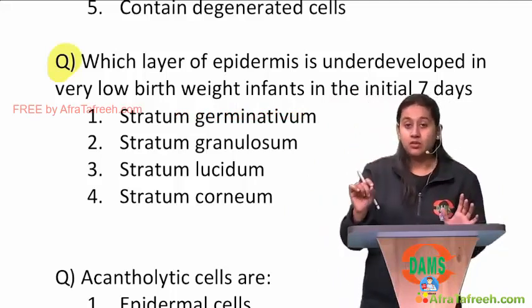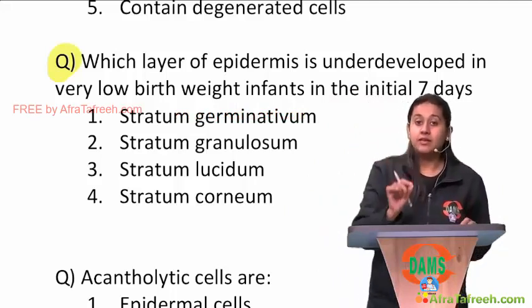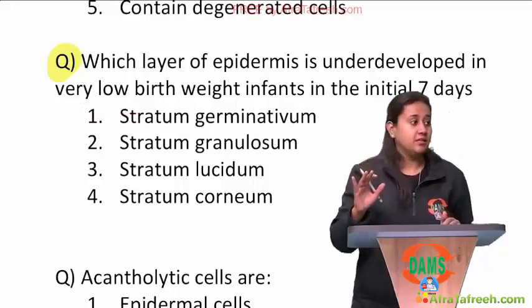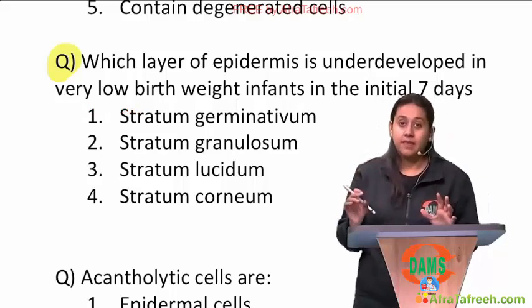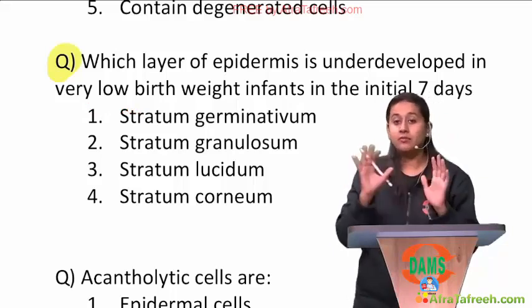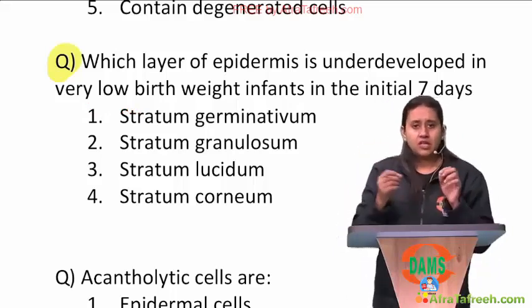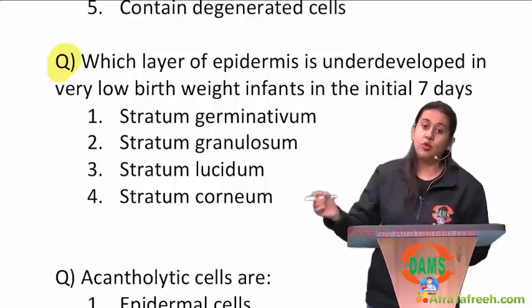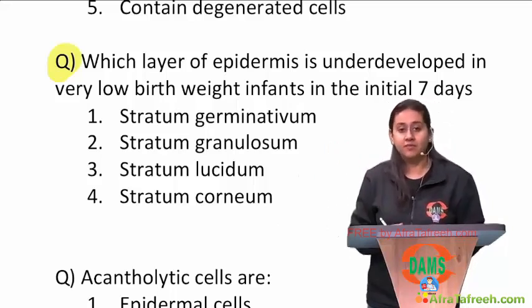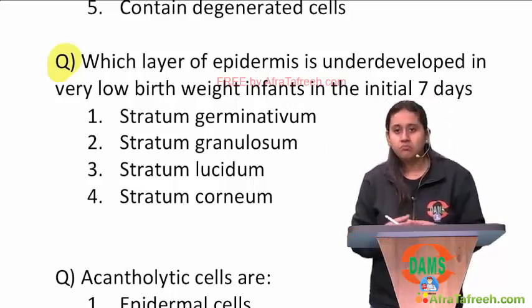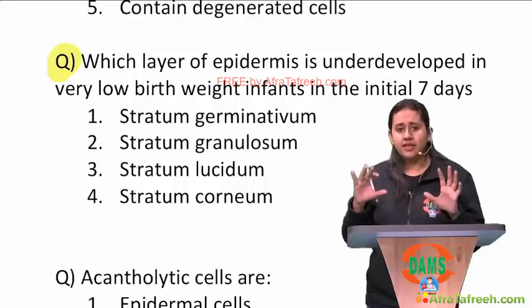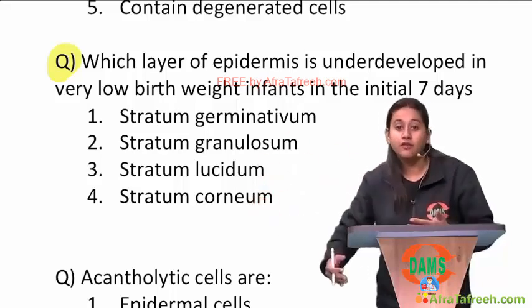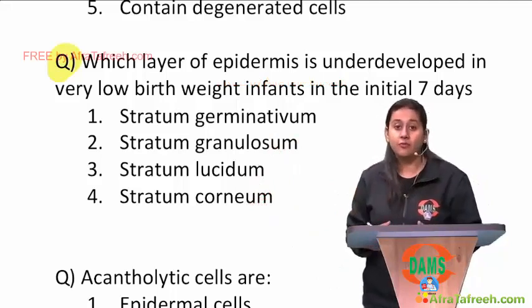Please make a note, all of you, that stratum corneum forms during the 8th or 9th month of intrauterine life. Now just imagine, if a baby is born prematurely, before the expected date of delivery, will you see presence of stratum corneum? Obviously no. The thing which is about to form in the 8th or 9th month, the baby is already born, so the last layer to form will not be formed.